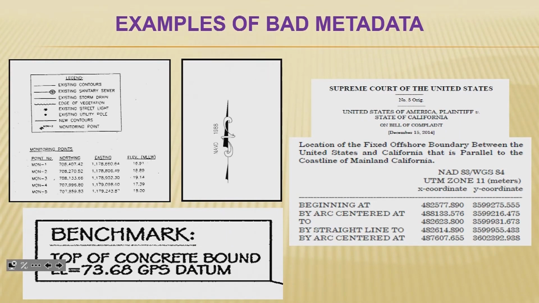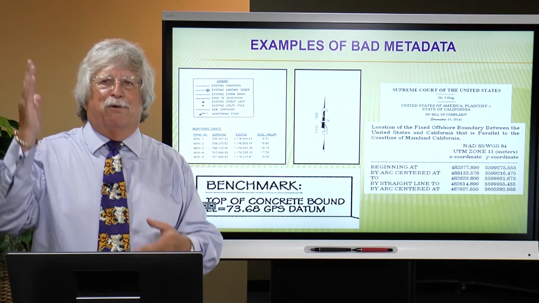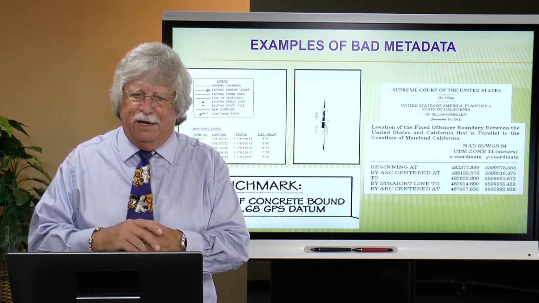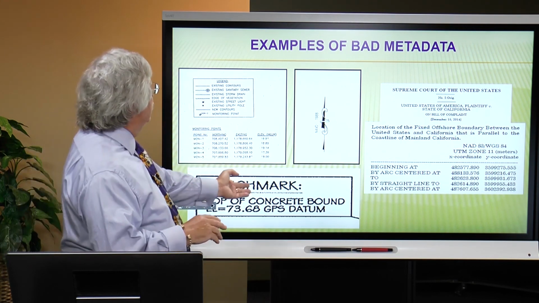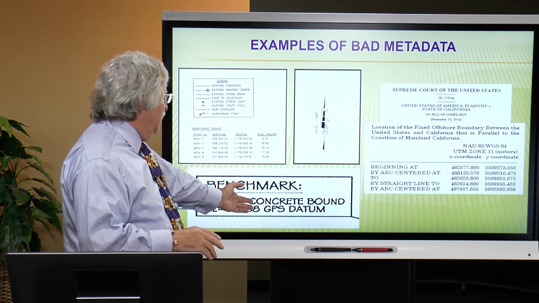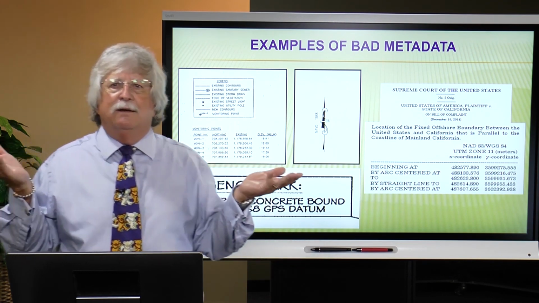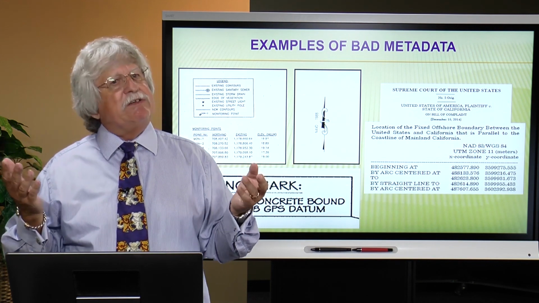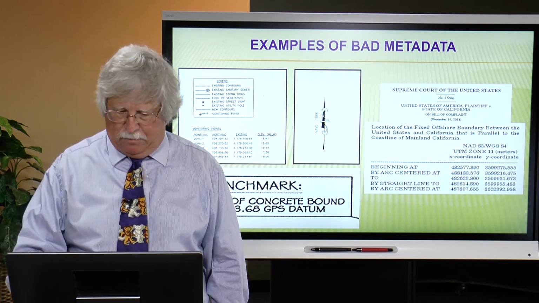And one that I particularly like, a beautiful little north arrow that a surveyor put on a plat, but it says it's relative to NAVD 88. Well, that's a vertical datum. It has nothing to do with horizontal. How do you know where north is with respect to a vertical datum? Or this particular one, benchmark, top of concrete bound, 73.68 GPS datum. Well, what's that? I have no idea. And regrettably, these are the kinds of things that we commonly see.